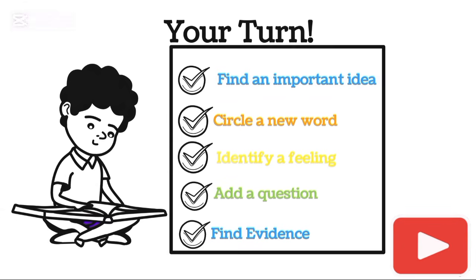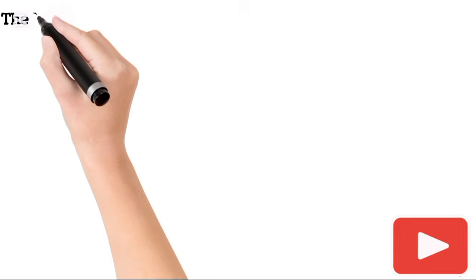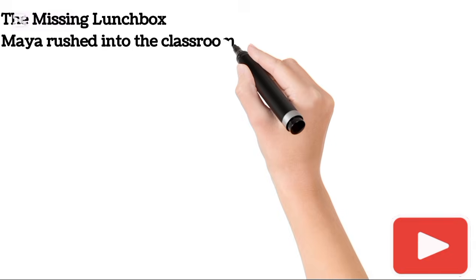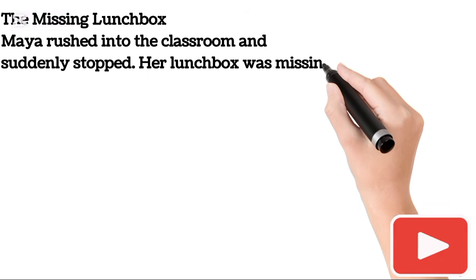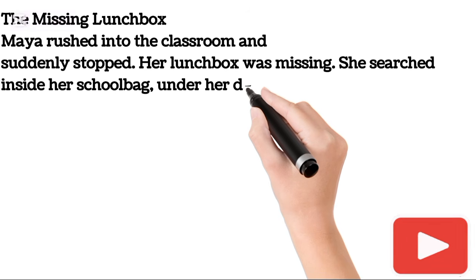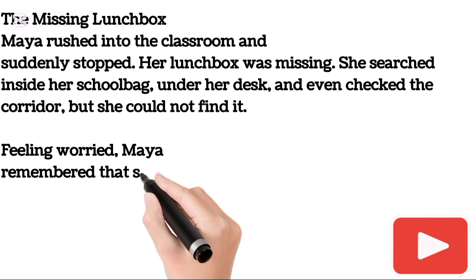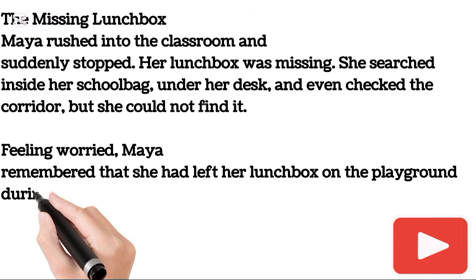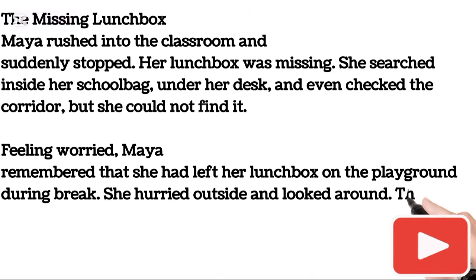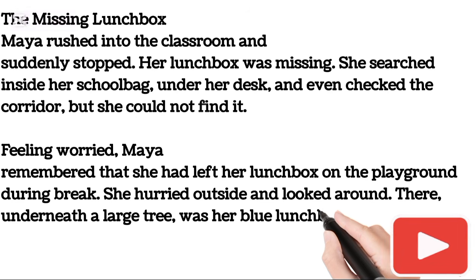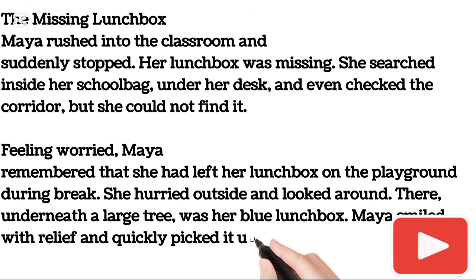and annotate wisely. By annotating this passage, the missing lunchbox. Maya rushed into the classroom and suddenly stopped. Her lunchbox was missing. She searched inside her school bag, under her desk, and even checked the corridor, but she could not find it. Feeling worried, Maya remembered that she had left her lunchbox on the playground during break. She hurried outside and looked around. There, underneath a large tree, was her blue lunchbox. Maya smiled with relief and quickly picked it up.